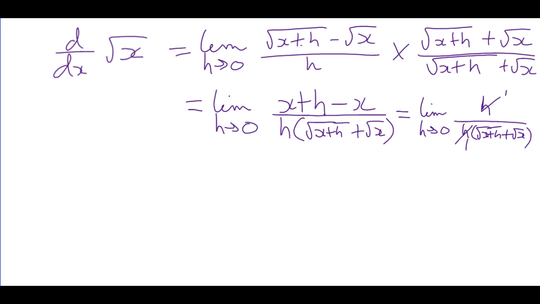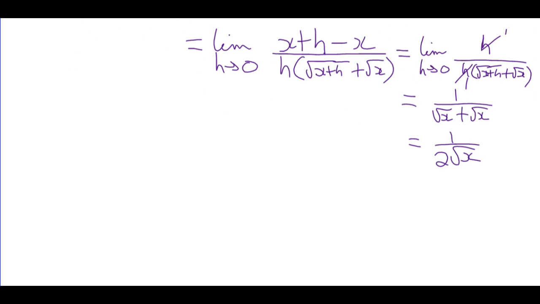Now we're at the point where it's okay to put h in, because you won't end up dividing by 0. So now we drop the limit. This is the point at which you stop writing the limit, because you're now going to put h as 0. And we get 1 over root x plus root x, which is 1 over 2 root x, which is exactly what you said. 1 over 2 root x. So how'd you figure that out?